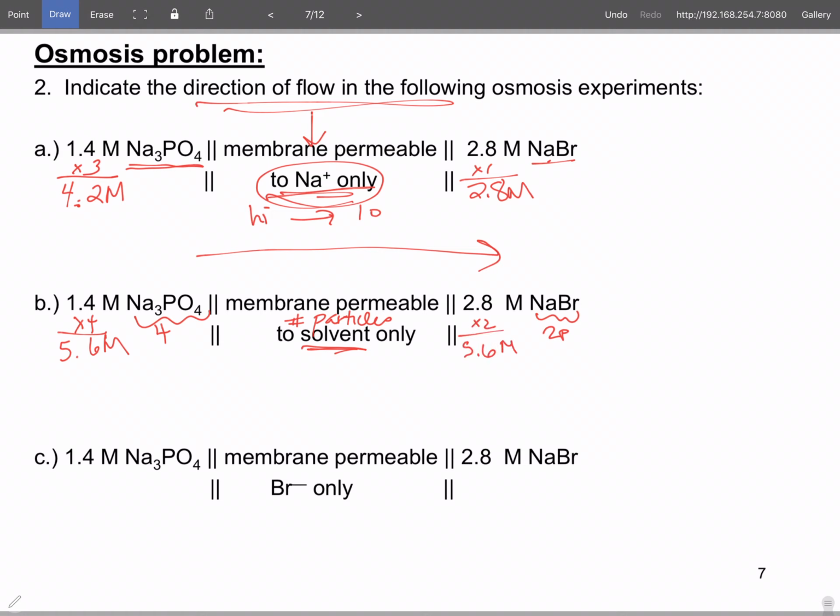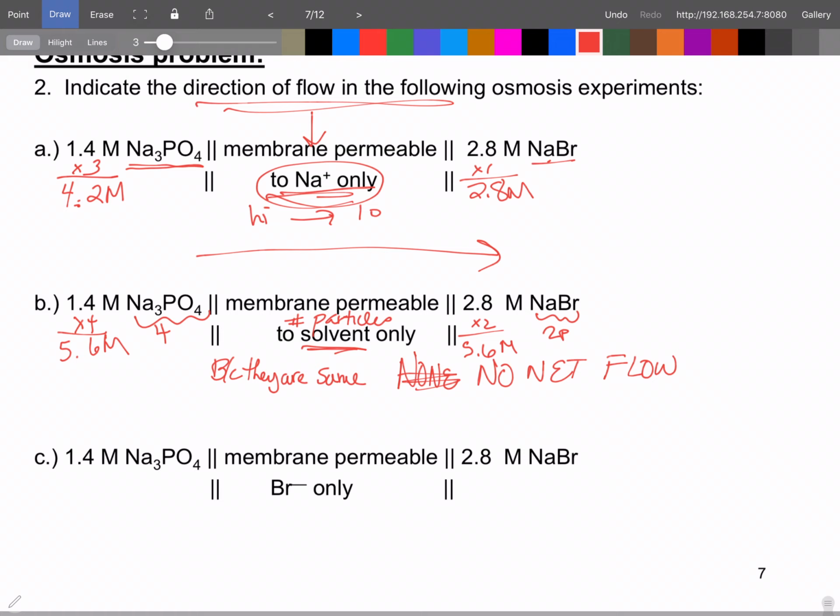So wait a minute. We have the exact same concentration on both sides of solute, which means we have the exact same concentration of solvent. Therefore, because they're the same, there will be no net flow. All right, well, that doesn't help you out in terms of other problems, so let's look at a second example here.